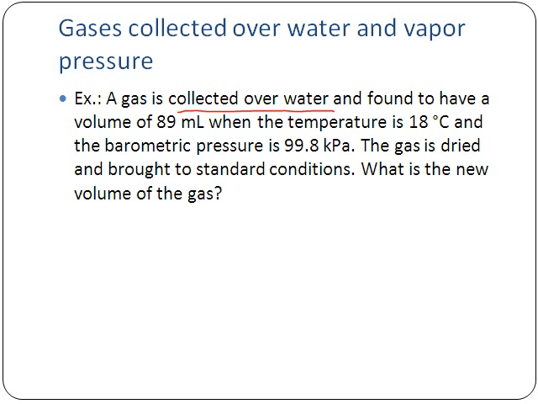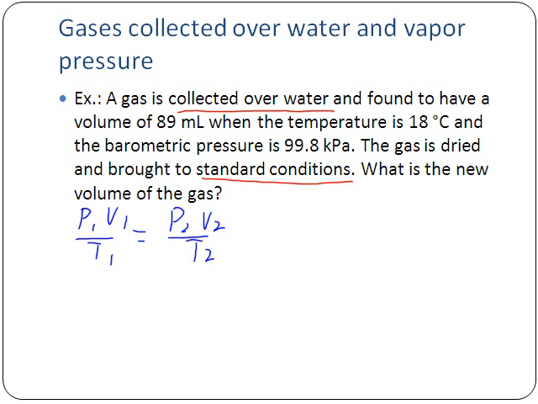So since we're looking for a gas, we're looking for the volume of that gas, we're going to have to worry about water vapor here. We have to now ask, is this gas changing? And it says that it starts off at 18 degrees C and a pressure of 99.8, and it's brought to standard conditions. And so this gas is changing, so we're going to use the combined gas law. So setting this up, we have P1 V1 over T1 equals P2 V2 over T2.